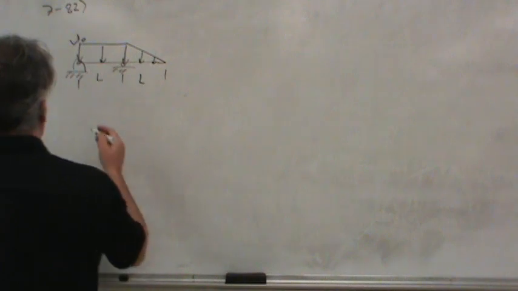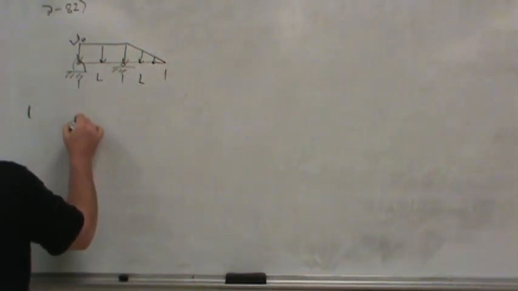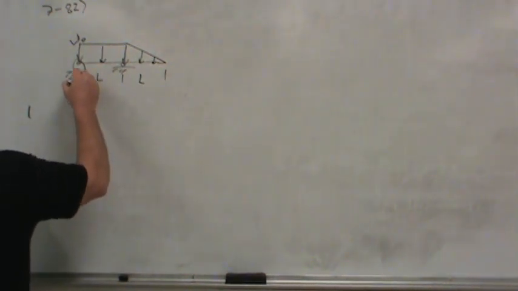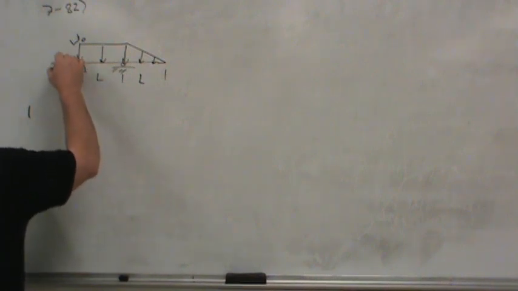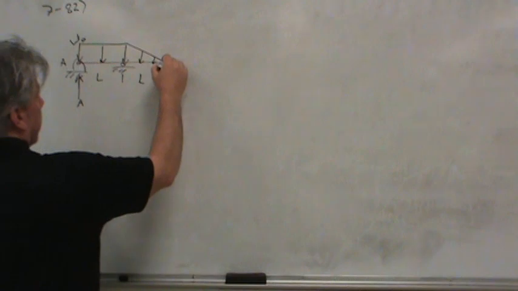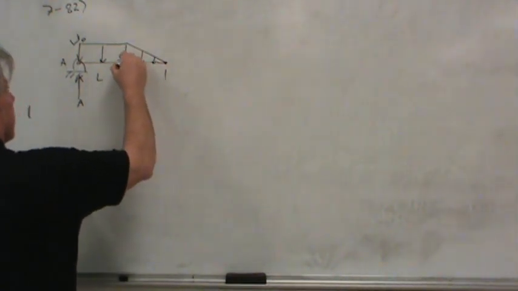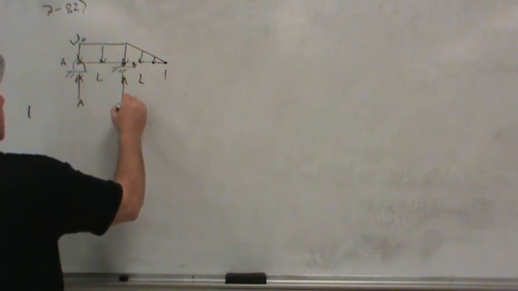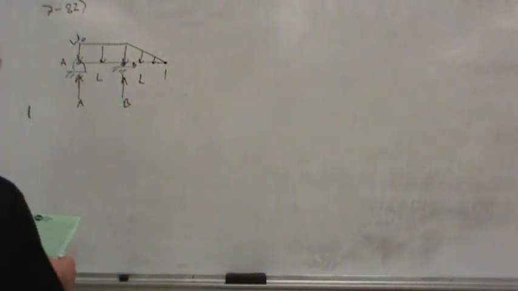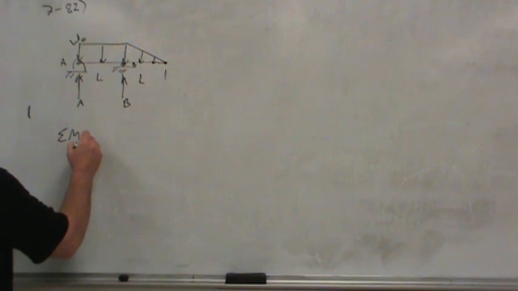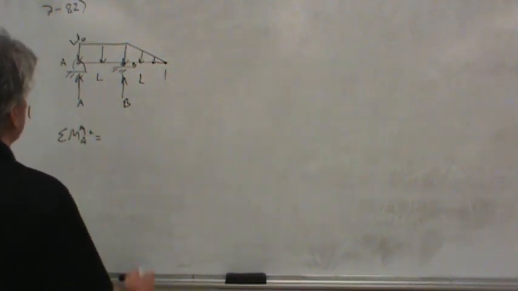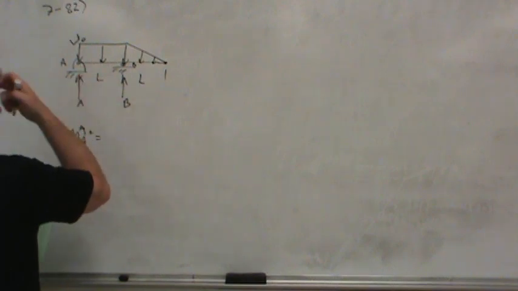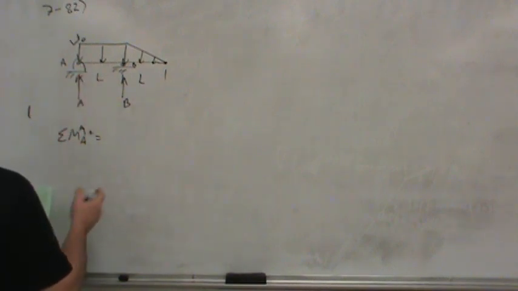So let's begin with a free body diagram. In fact, why redraw it? Let's just locate a force. I'll just call it A at A. Actually, it's here, so point B is here, so I'll just call it force B at this point. And then simply sum moments about point A, for example, to find reaction B. So if we sum moments about A, then the force at A will not be present.